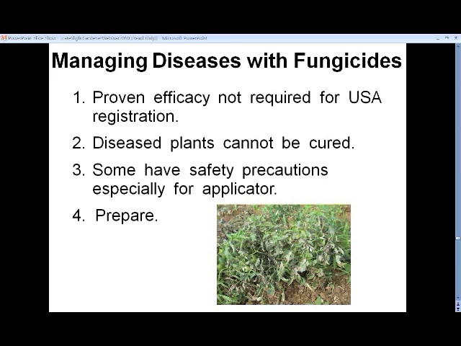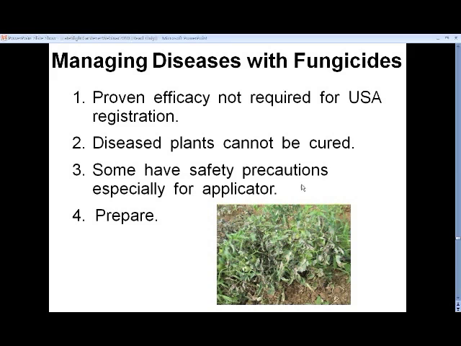Some other diseases like septoria leaf spot and early blight, you can wait until you see symptoms and then start applying an organic fungicide and slow the disease progress. Not always the case with late blight. In fact, usually not the case.